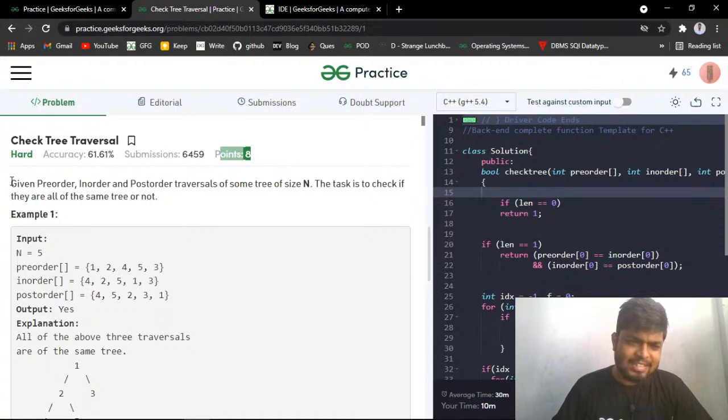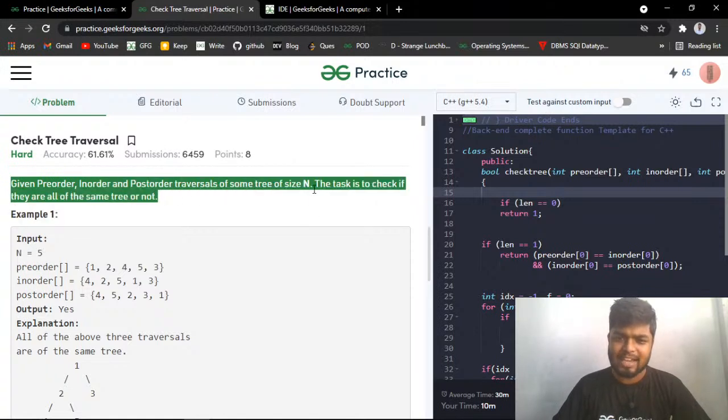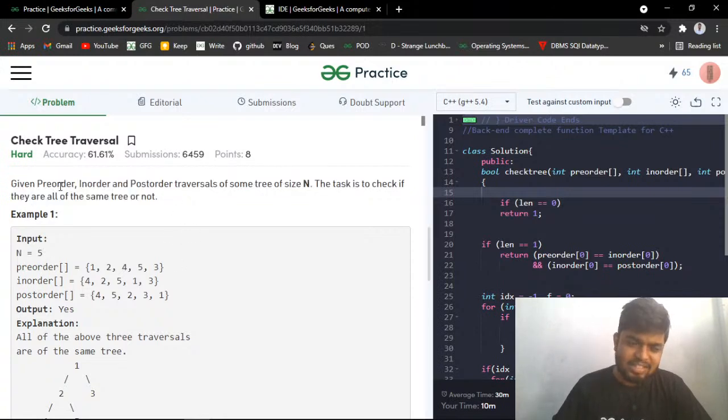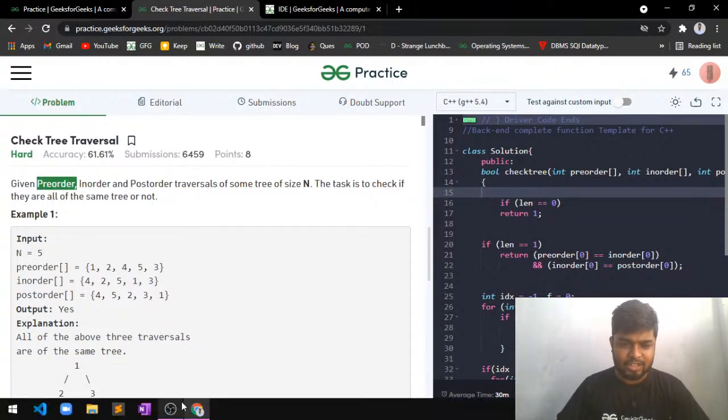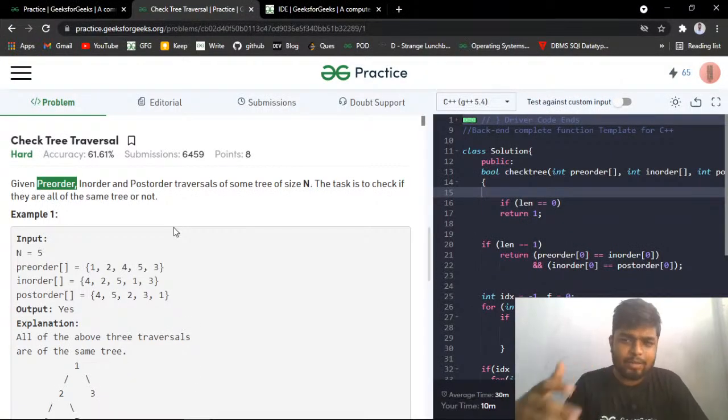The problem says that you have been given pre-order, in-order and post-order traversal of some trees of size n. Your task is to check if they are all of the same tree or not, right? So basically you have been given the pre-order, in-order and the post-order. There are three types of traversals in a tree. I'll move to one note. So basically, what are the three types of traversals?